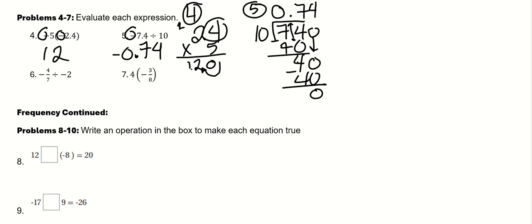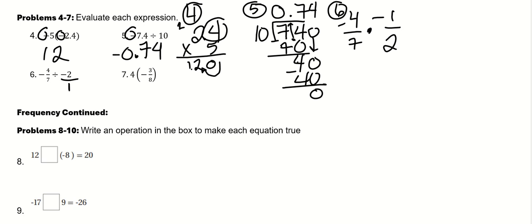All right, number 6. Negative 4 over 7 divided by negative 2. Remember, we need to make all whole numbers into a fraction by putting it over 1. We're dividing by a fraction, so we need to leave this one alone and then multiply by the reciprocal, or the flipped over version, of our second fraction. So I'm going to leave the negative 1 over 2.